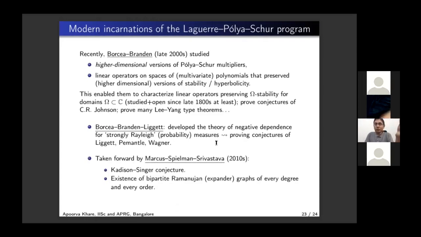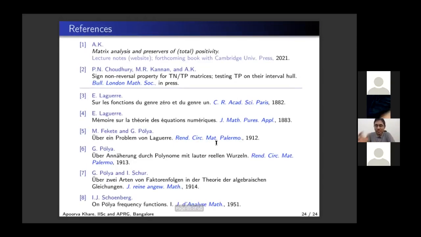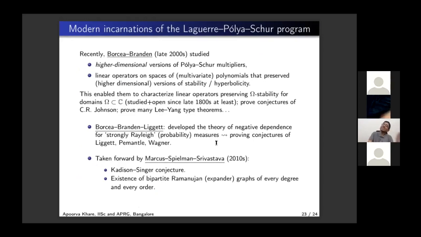And this program of Polya-Schur and then Borcea, Brändén, and so on, was taken forward, the stability and hyperbolicity, famously by Adam Marcus, Dan Spielman, and Nikhil Srivastava, this decade, or just the past decade now, to prove the Kadison-Singer conjecture, to prove the existence of bipartite Ramanujan graphs, and so on. So all of this really stems, though, from the turn of the 19th century to the 20th, on root locations and polynomials and very, very simple questions, which are incredibly deep, with profound implications, and all of this spectacular progress in the next 100 years, and it's still ongoing.